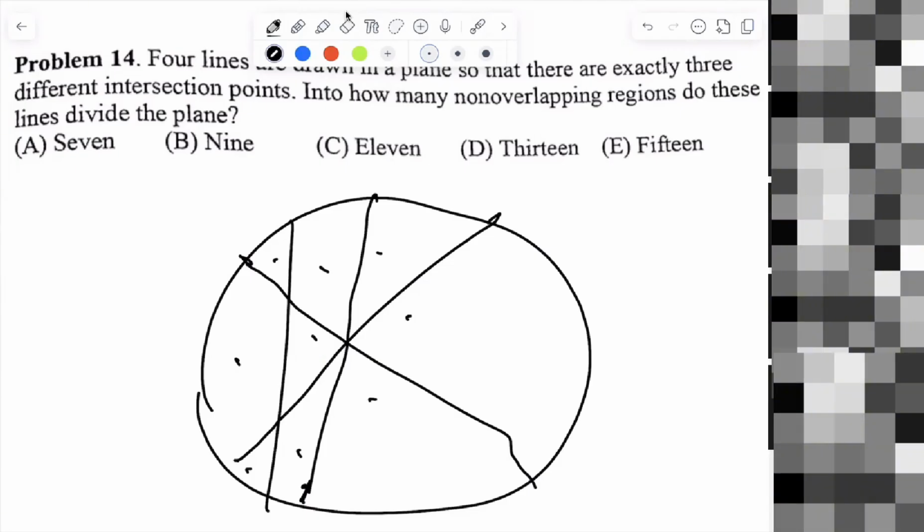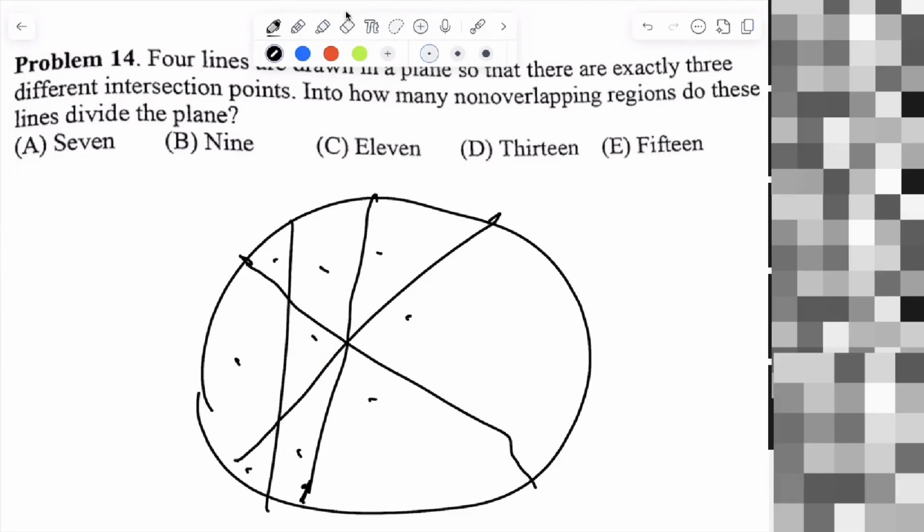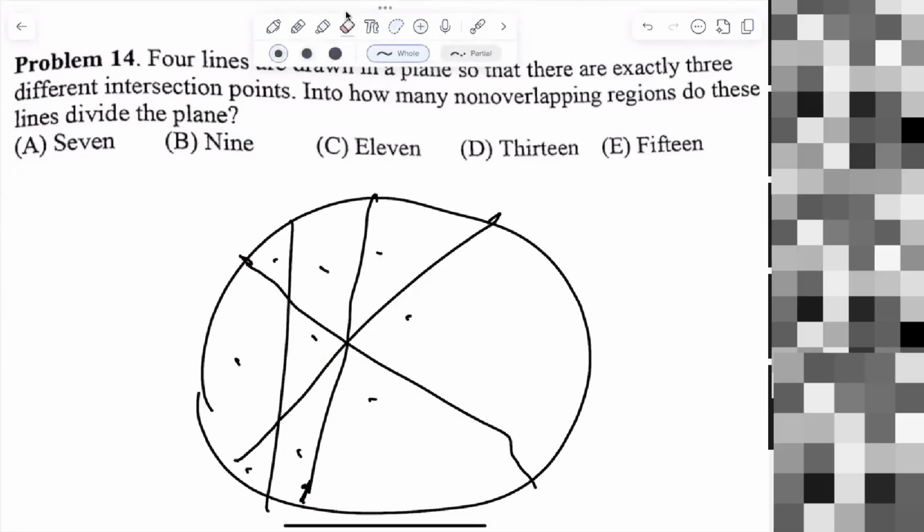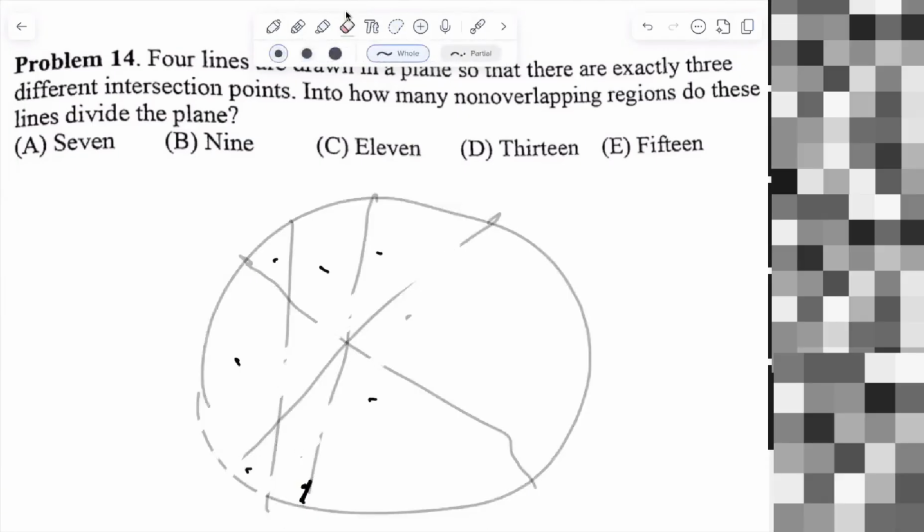So, but can we get a better answer? How many can we get? Let's try again.